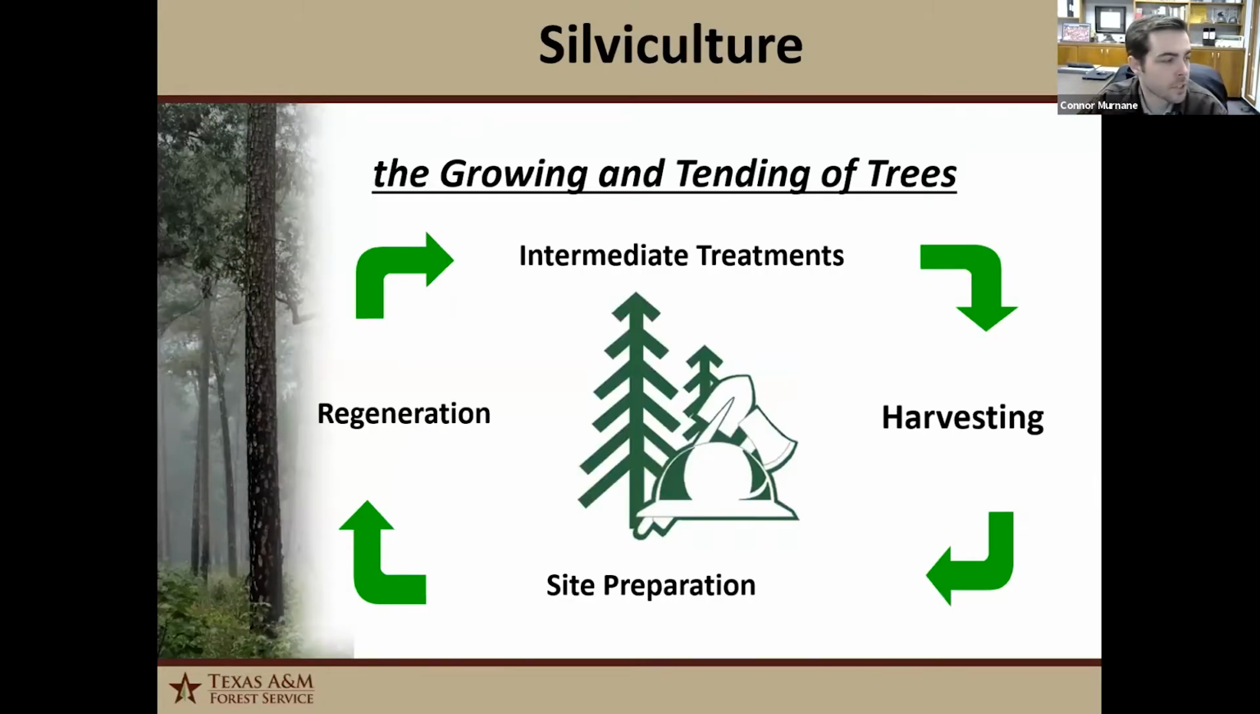Silviculture is the growing and tending of trees. Typically, when a landowner purchases property in East Texas, they come into a fully grown pine tree stand or hardwood stand, and they're typically looking at the harvesting stage in forest management. After the harvesting stage, you need to look at site preparation for the next phase of regeneration. We're going to go into a few site preparation practices and techniques that can be done.